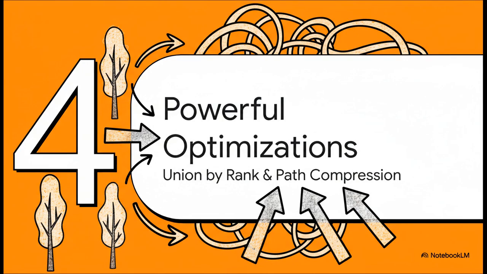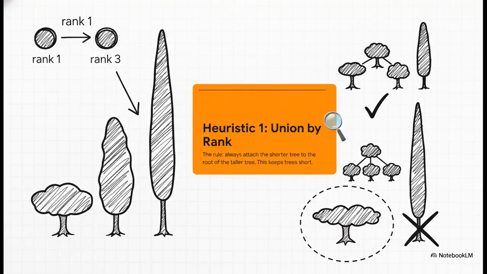So are we stuck? Nope, not even close, because this is where the real magic happens. We can fix this whole skinny tree problem with 2 incredibly simple but unbelievably powerful little tricks. The first trick is called union by rank. The whole goal here is just to keep our trees from getting tall and spindly. We want them short and bushy. So we keep track of a rank for each tree, which is kind of like its height.